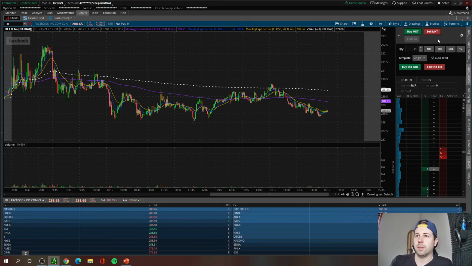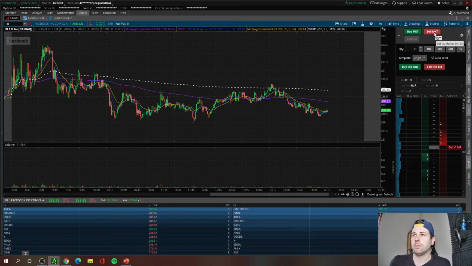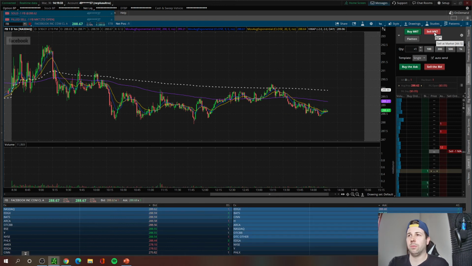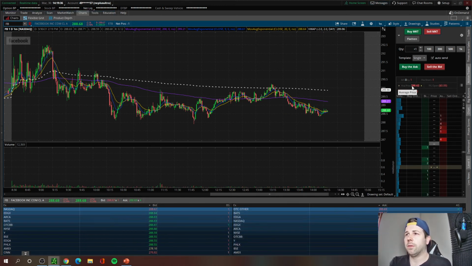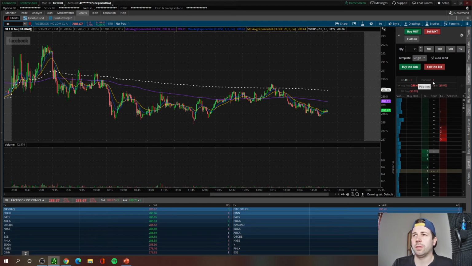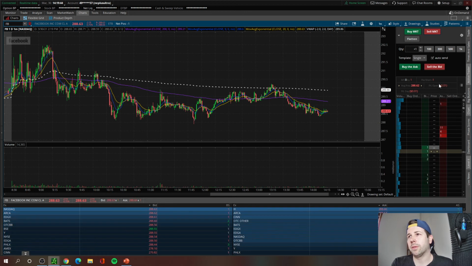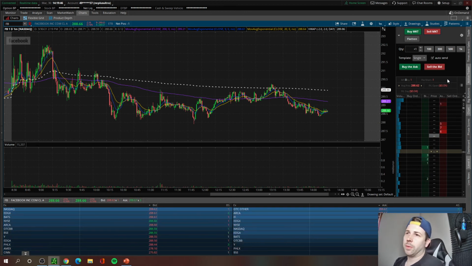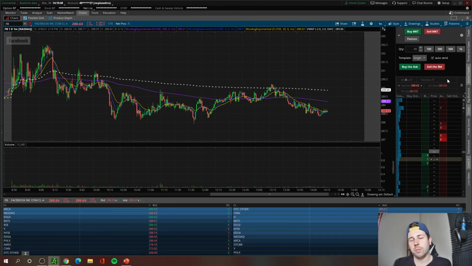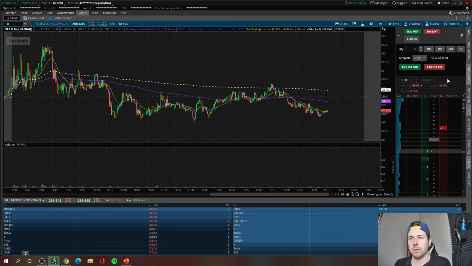So we're going to first sell 1 share of Facebook. Put in the order there. So we sold 1 share at market. Average price is $288.62. Our position short is -1. And since the price is up a little higher than where we sold, we are currently in the red in this position. So remember I said that as the price goes down, you make money. As the price goes up, you lose money.